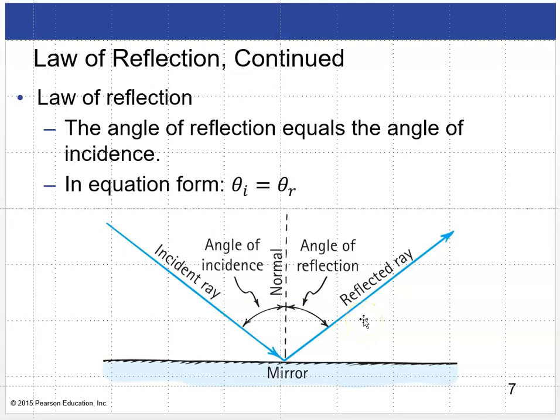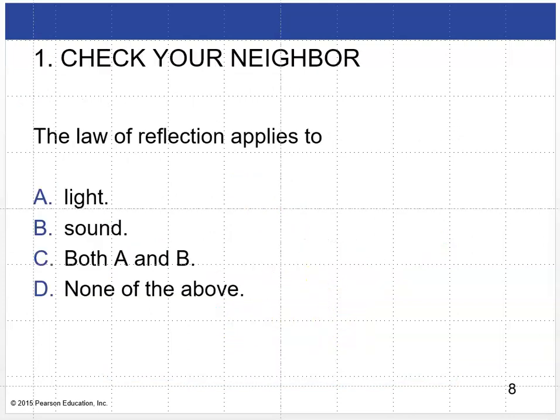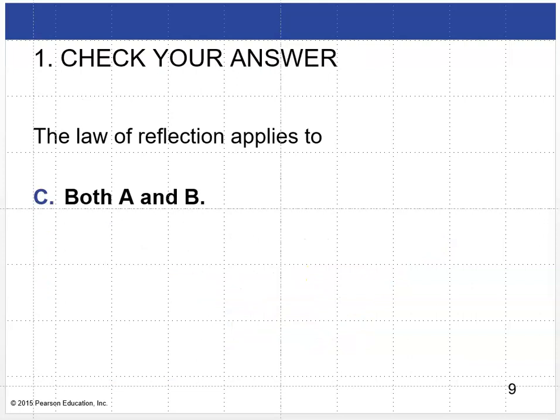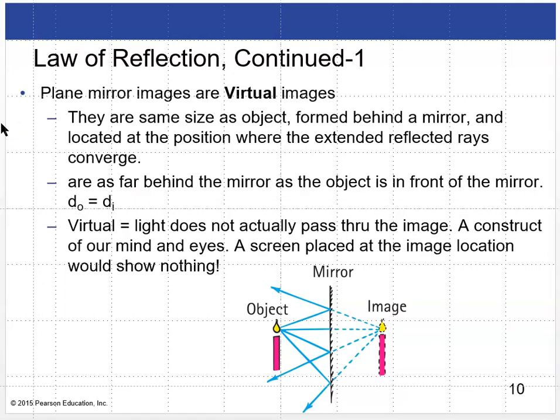The law of reflection says the angle of reflection equals the angle of incidence, or theta I equals theta R. Where, of course, this is theta I and that's theta R. The law of reflection applies to both light and sound. And if you've ever heard an echo, you've had a sound reflection. So sound is a wave and it can reflect too.